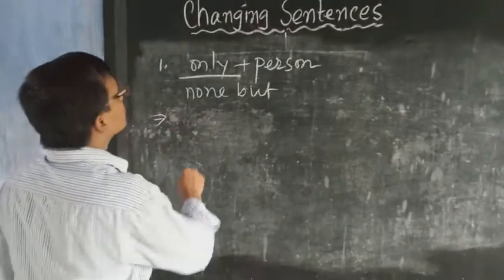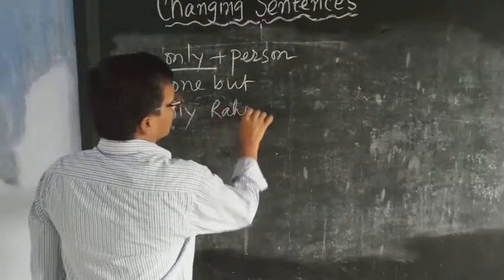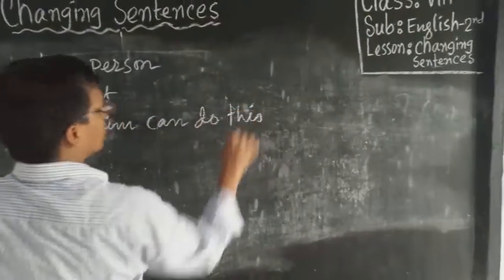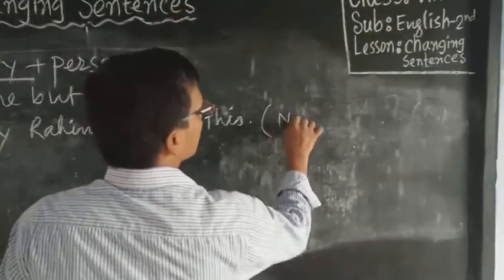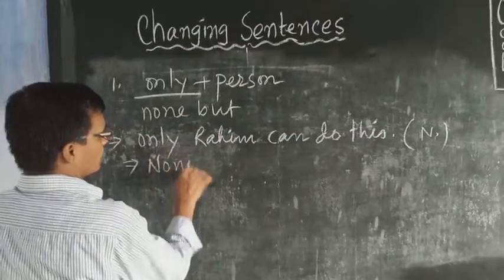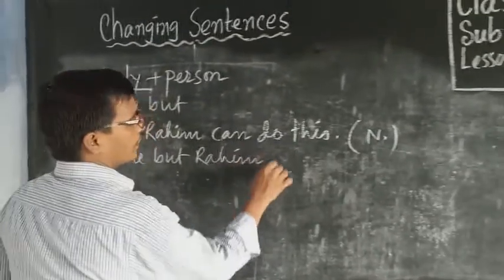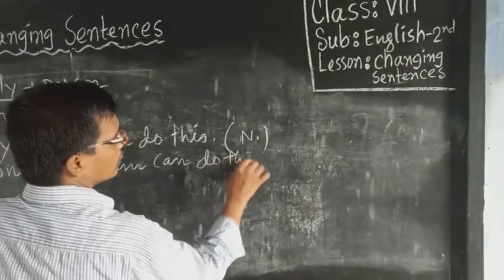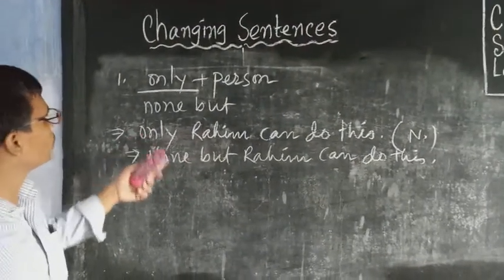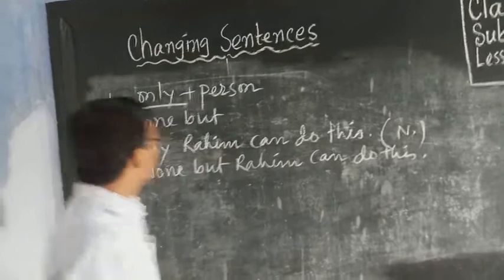Let's see the example of it. Only Rohit can do this. The answer will be: none but Rohit can do this. So look at this here. In this sentence, instead of only, we have used none but, and the answer is none but Rohit can do this. Now let's run to the next rule.